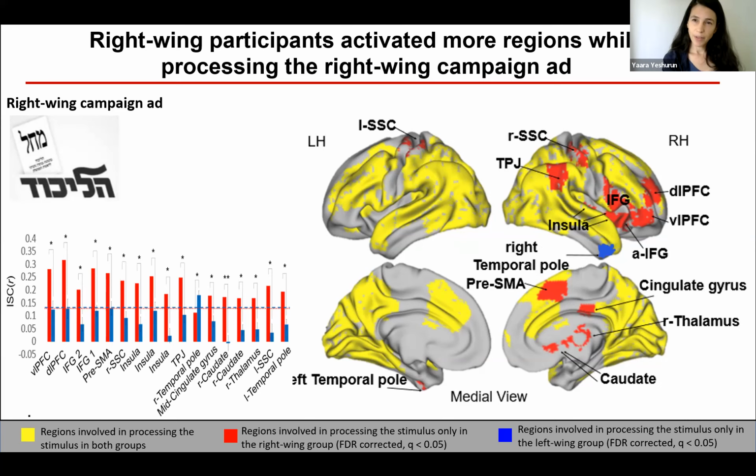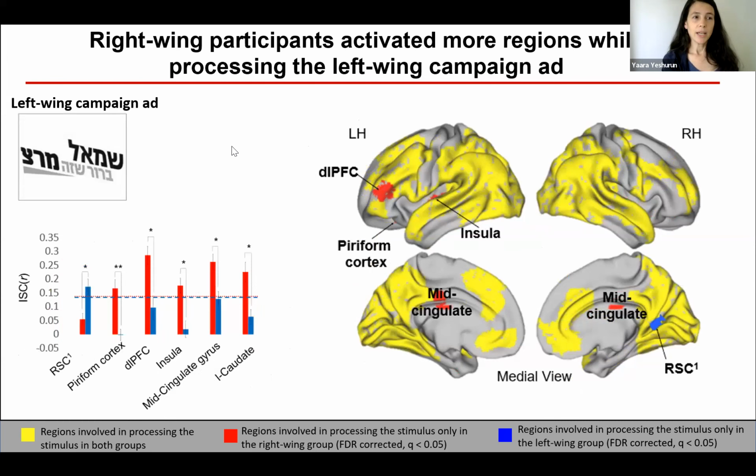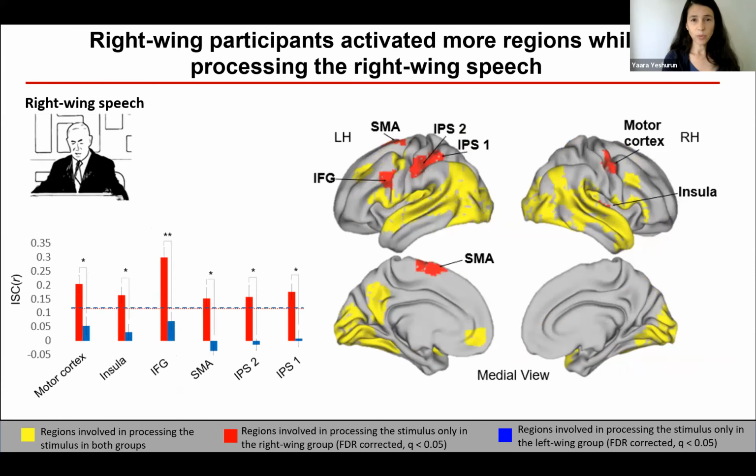And let's see what happened in the other political stimuli. We can see a similar pattern for the left-wing campaign ad, where there were more regions that were involved in processing the stimulus uniquely in the right-wing group and not in the left-wing group. And in the right-wing speech, we saw, again, a similar pattern, where these regions were involved in processing the stimulus only in the right-wing group. And again, it includes some premotor and motor and some other sensory regions.